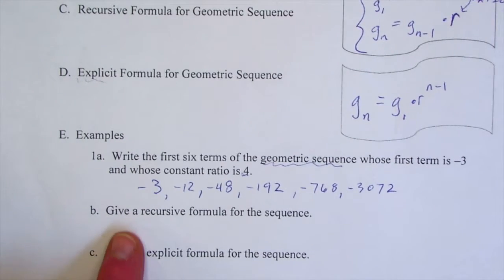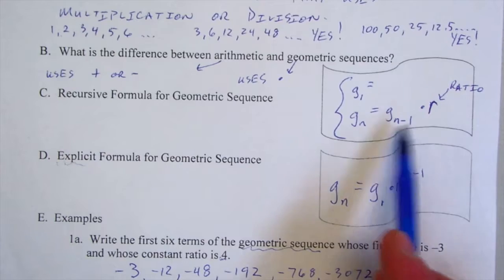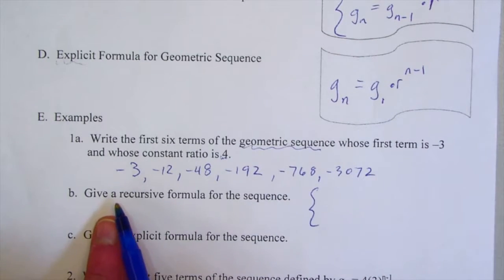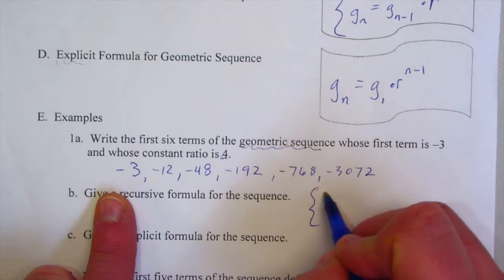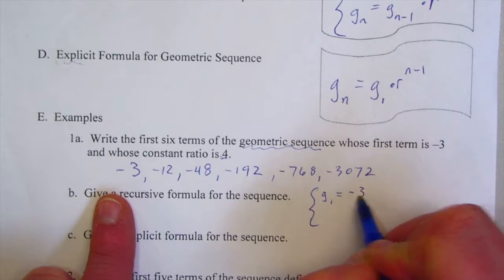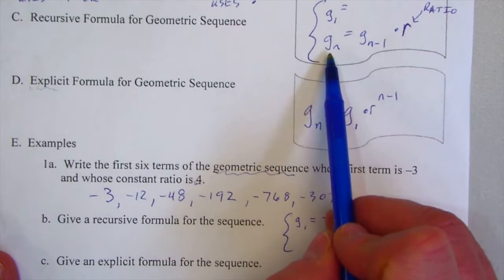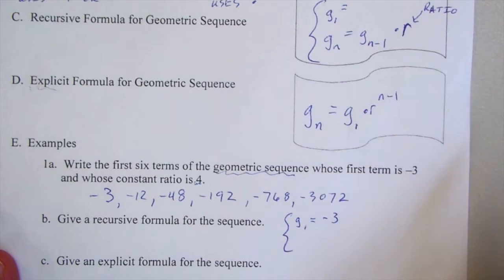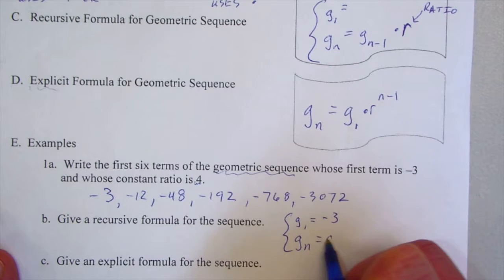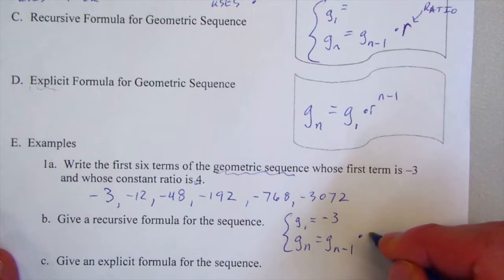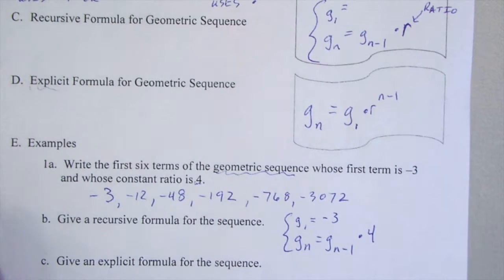If I want to give a recursive formula for this, that's the top one that I'm going to use here. First, we need the swoosh bracket. In the first line, we're just going to give the first term, so we're going to say G1 is equal to -3. You just tell me what the first term is. And then the bottom one says, all right, these first two symbols never change. It's just Gn is equal to Gn minus 1, like that. And then you just write times your ratio, times your multiplier, which is times 4. And you're done. That's it. They're super easy to write. That's why we like them.